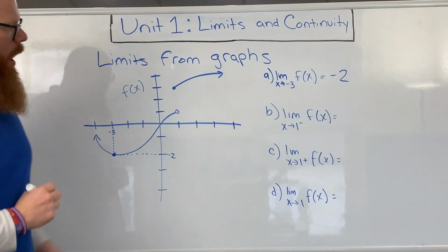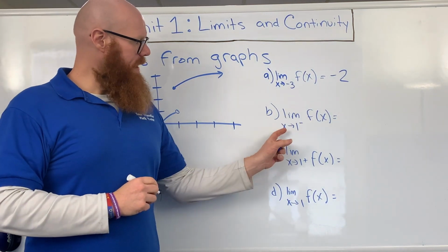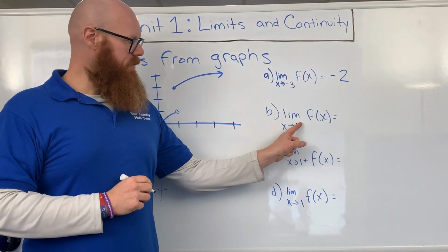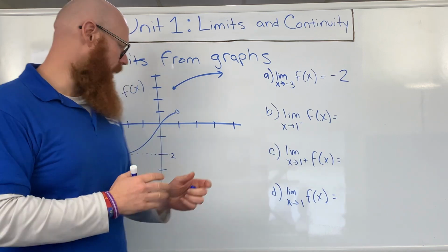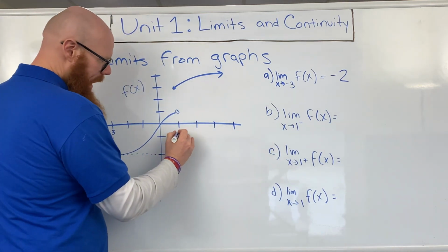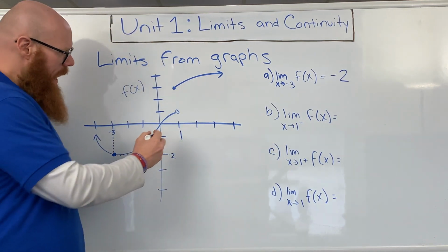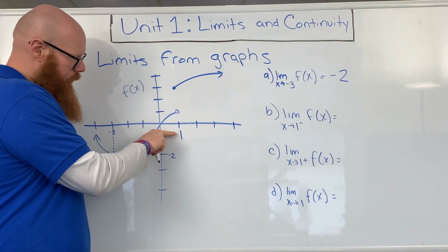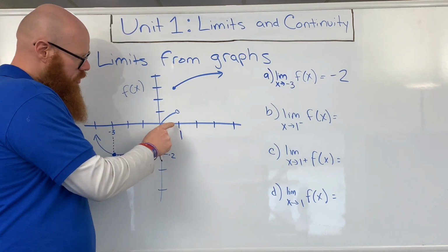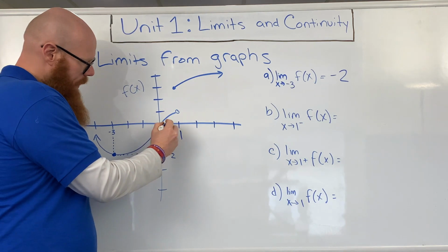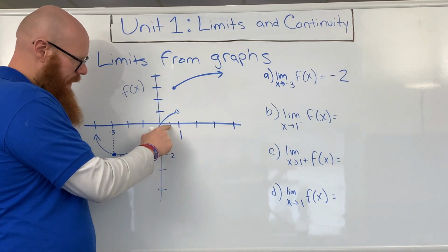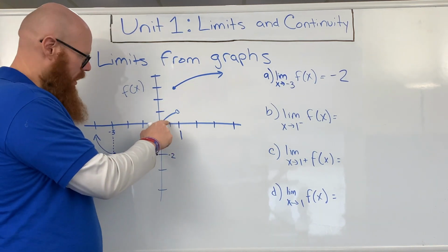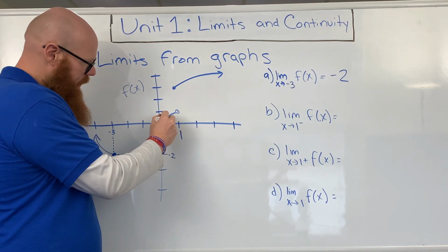All right. The second one, the limit as x approaches 1. This little symbol right here means from the left. So we're looking at 1, and we want to see what happens as we approach it from the left. We're going to pick a point maybe a little bit before 1 and see where the curve is there. And the curve is up here.